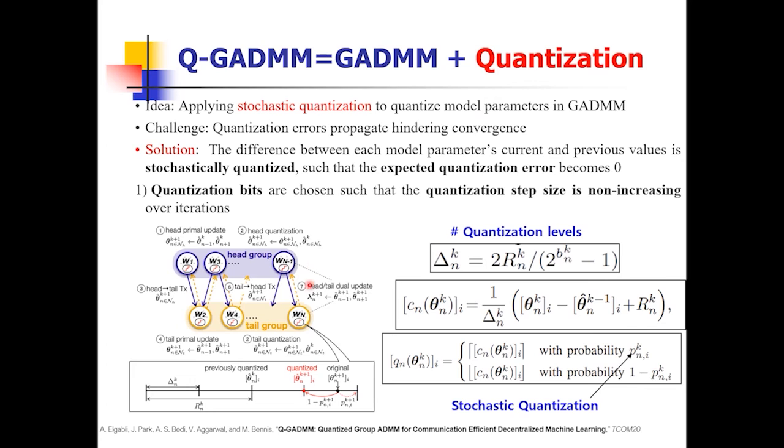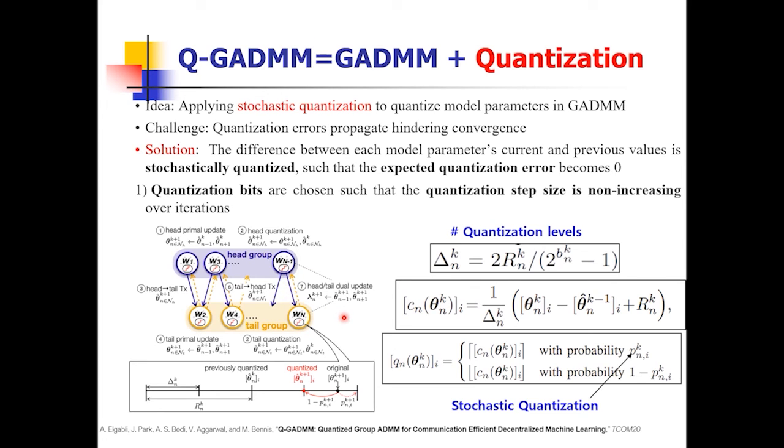So here the idea is actually the same, right? We divide the workers into groups, head and tail, and we still apply the same machinery of ADMM among the groups in updating the primal and the dual. But here we have to pay attention, because if we apply stochastic quantization to quantize our models, there will be errors coming from the quantization procedure, right? And this error will propagate among the workers, which will hurt the performance, but also will not allow the algorithm to converge.